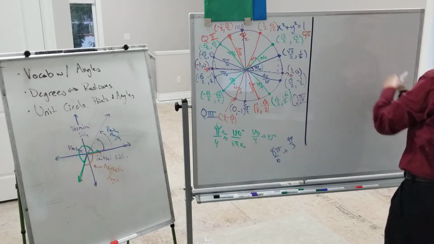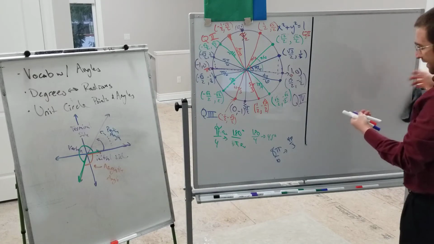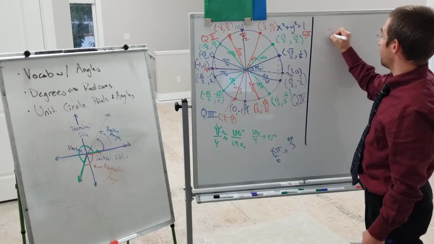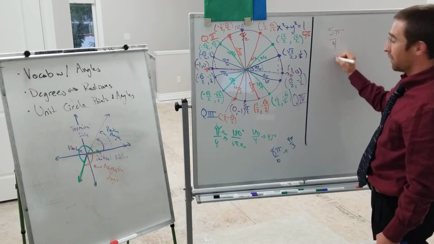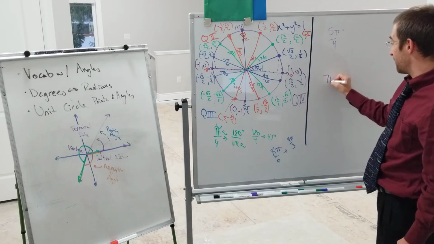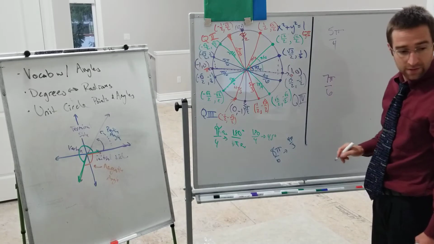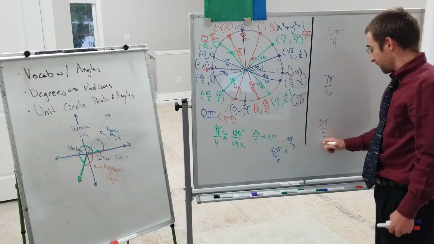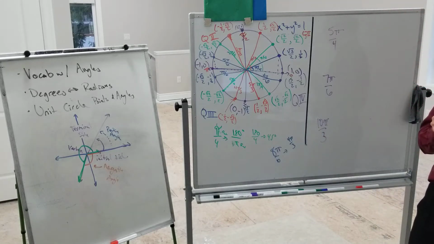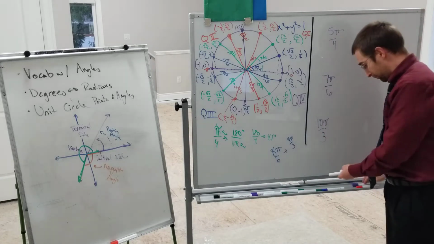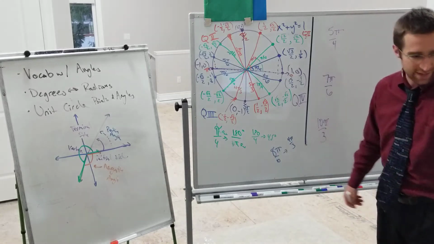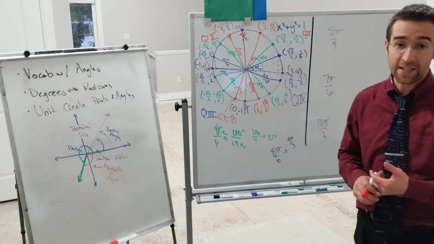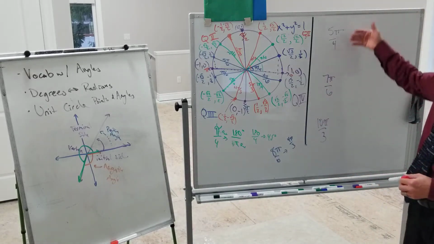So some example problems for the homework: if you have 5 pi over 4, or let's say 7 pi over 6, or 10 pi over 3, what's the point on the unit circle that corresponds to that angle? I think the book will say something like, find the point x, y on the unit circle that corresponds to the real number t, where t would equal this. So 5 pi over 4.